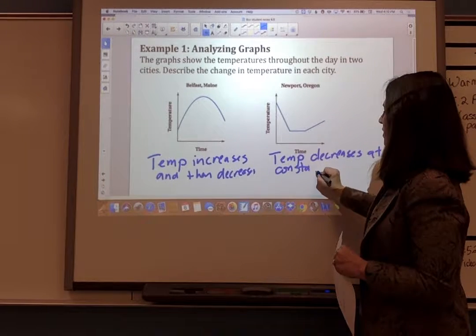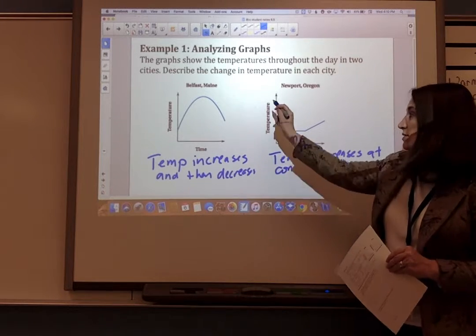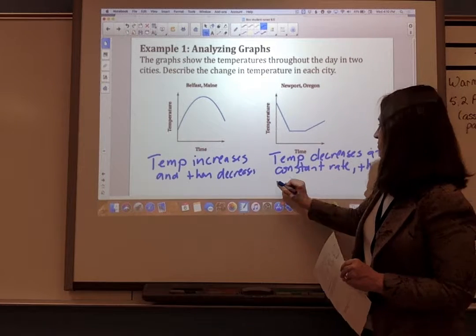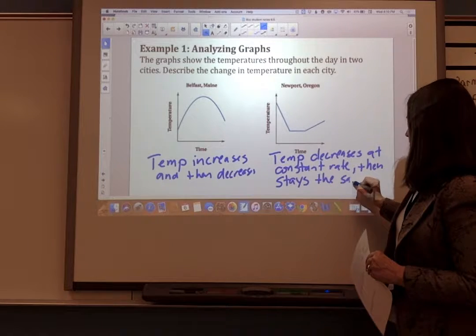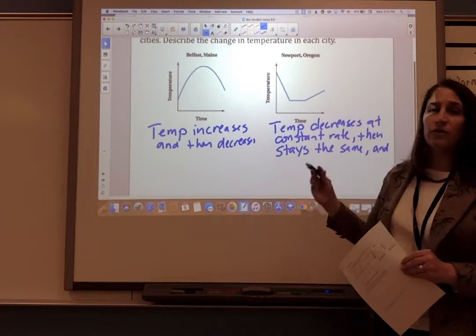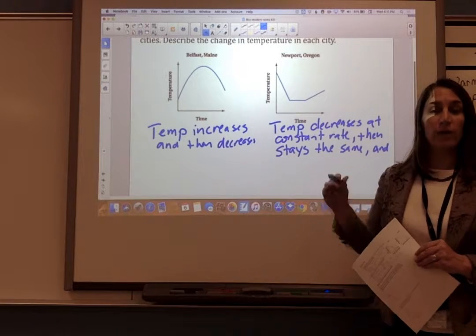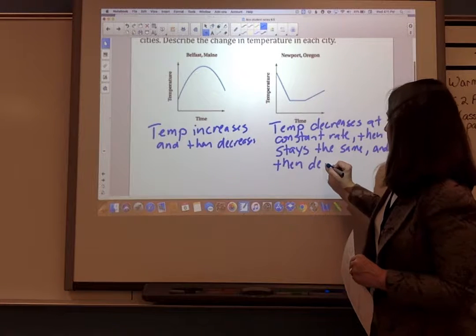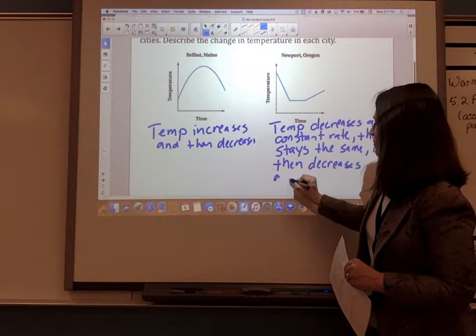When I say constant rate, that means it's linear for that section. Decreases at a constant rate, then stays the same. And then increases at a constant rate that is less than the first rate when it was decreasing.